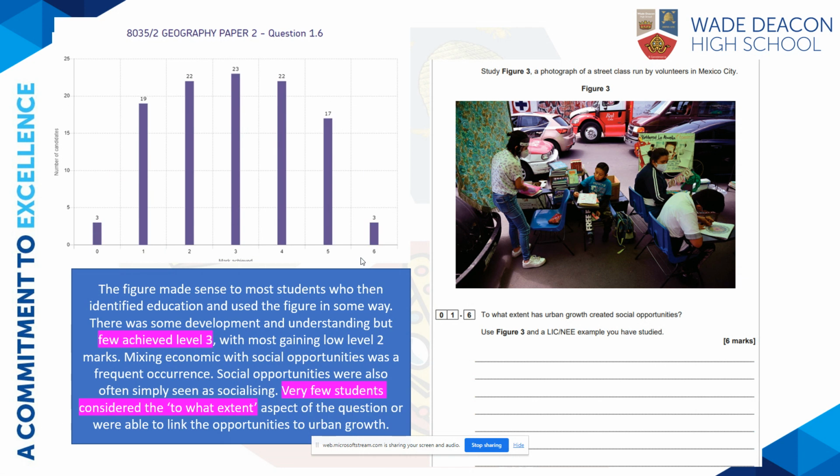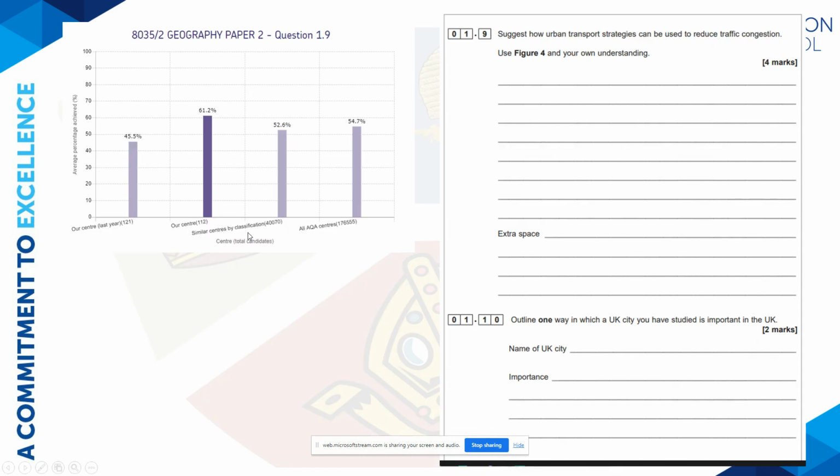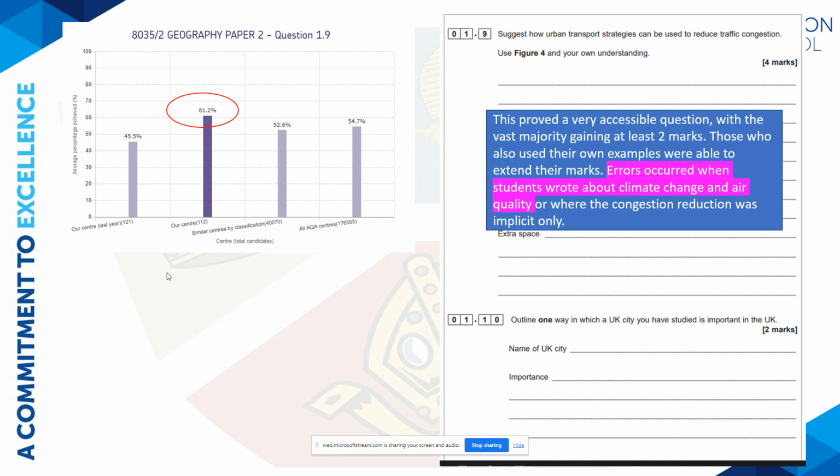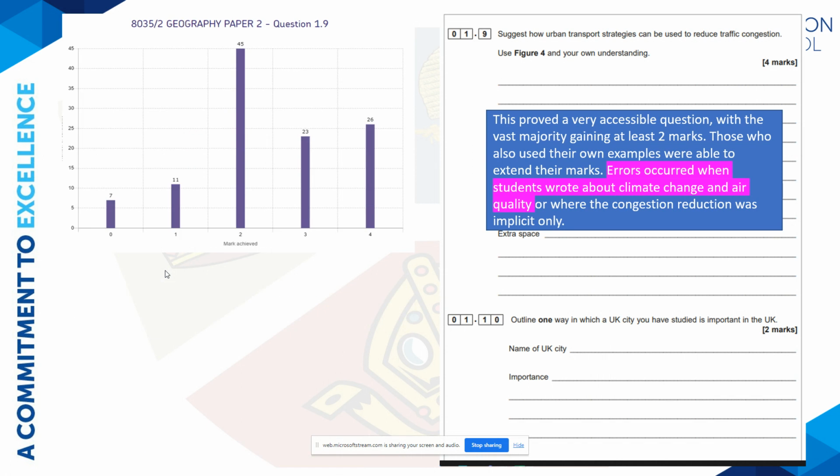And in our paper for Wade Deacon, you can see that there's a mixed bag of results there across that question. We see a lot of these actually going through the paper, mixed scores. Question 1.9, we've got, again, above national average. Suggest how urban transport strategies can be used to reduce traffic congestion. This is obviously very accessible. Those who also used their own examples were able to extend their marks. Errors occurred when students wrote about climate change and air quality. And again, we scored middle ground here, mainly with 2 marks.